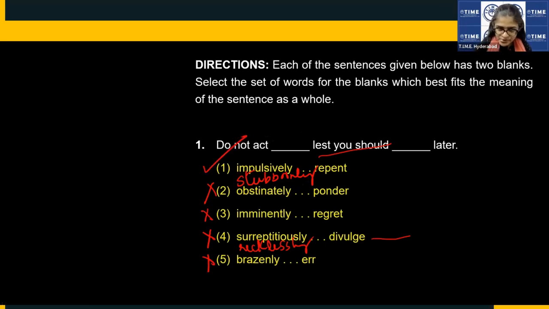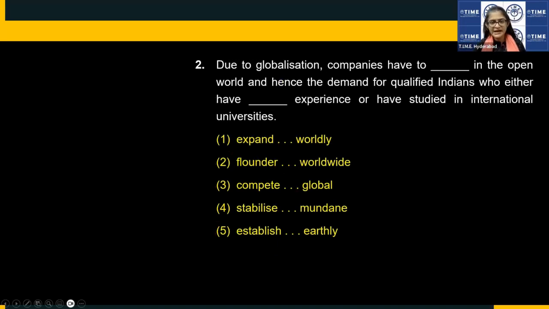Okay. So you have understood how to solve fill in the blanks questions. Let's look at the next one. Due to globalization, companies have to dash in the open world, and hence the demand for qualified Indians who either have dash experience or have studied in international universities. So we are talking about globalization. Okay. So let us look at the options. Companies have to expand in the open world. Expand to new regions is okay. Expand in the open world.